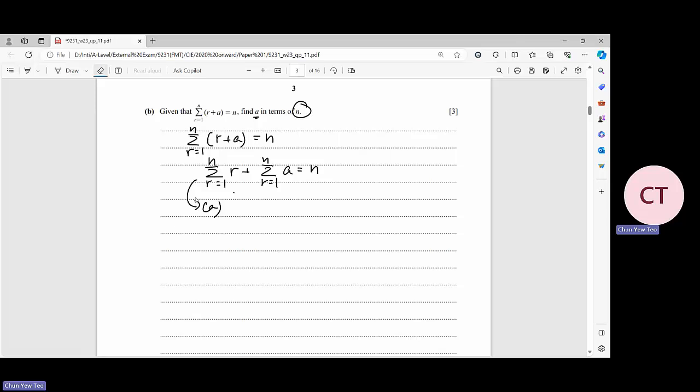From part A, we have this result: half n, (n plus 1). Then this part will be an. You're looking for a, right? You can see that all the n can be cancelled off. So your a will be 1 minus half of (n plus 1). Then you can get this as half of (1 minus n). That will be your a. Done. That will be the answer for number 1B.